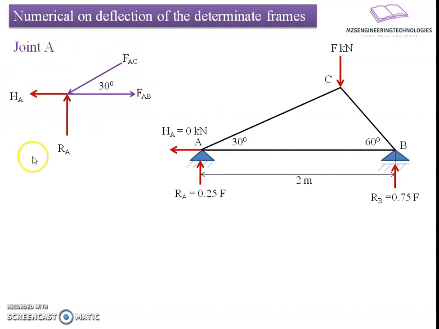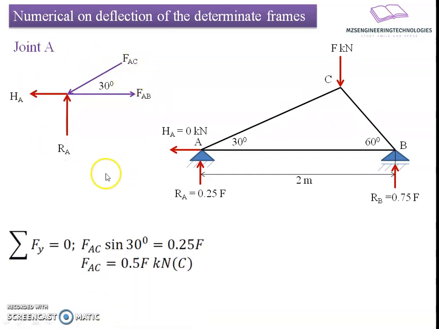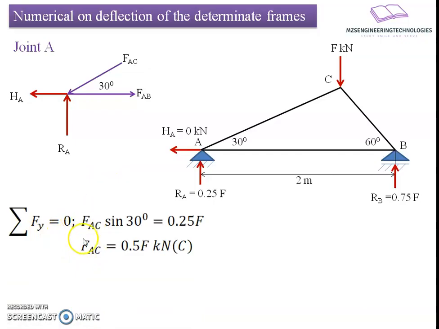So now, after this consideration, let us apply static equilibrium equations to this free body diagram to find the unknown forces. If I apply summation of Fy equals 0, what will I get here? FAC sine of 30 degrees going downward, and RA going upward. If I put them on the left and right hand sides of the equation, we can say FAC sine of 30 degrees is equal to 0.25 times F.